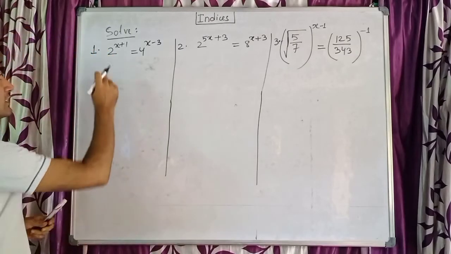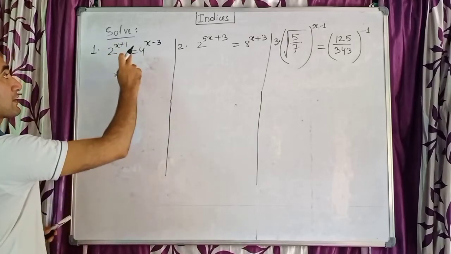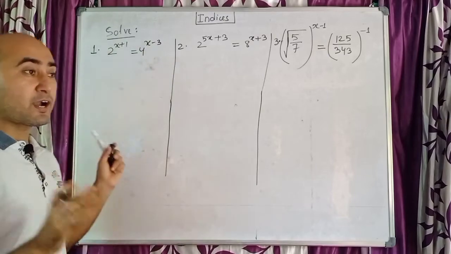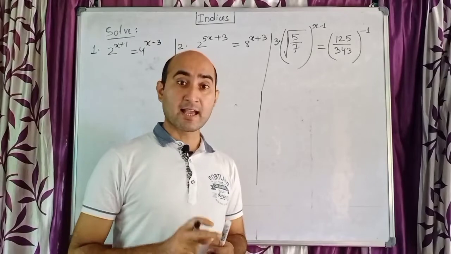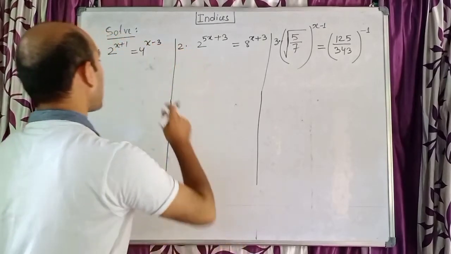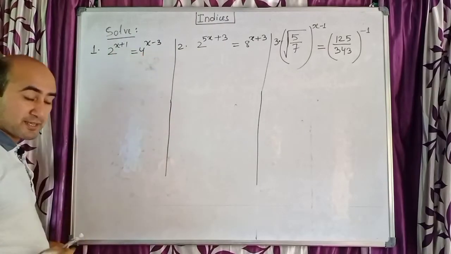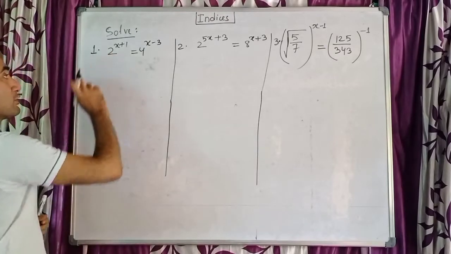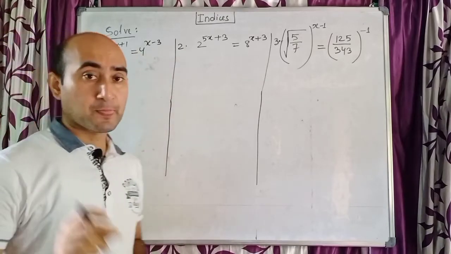So you can see here we have question number 1, 2 power x plus 1, and here my right hand side is 4 power x minus 3. In such type of questions where there is power x and I have to get the value of x, you try to make the base same. Base means like 2 is base here, 4 is base here. So you try to make both the base same, as you cannot further simplify 2, but 4 can be written as 2 square.